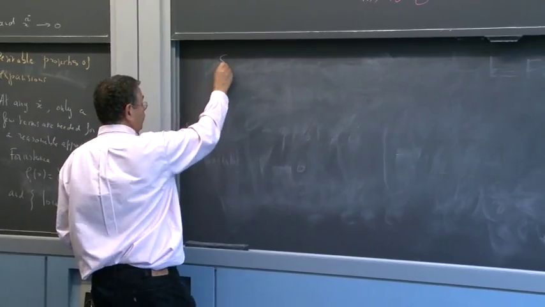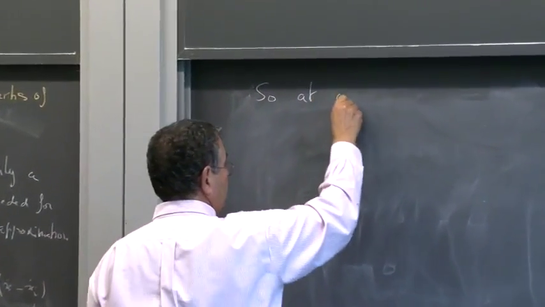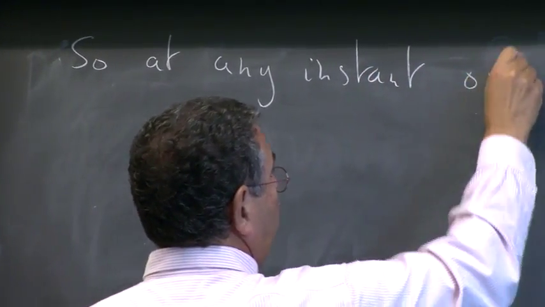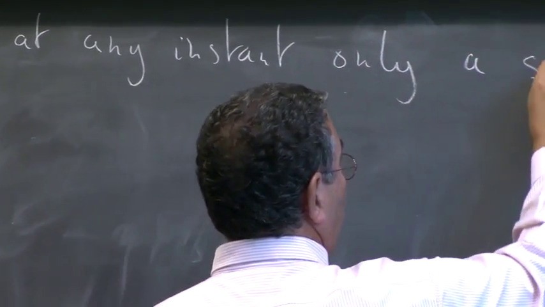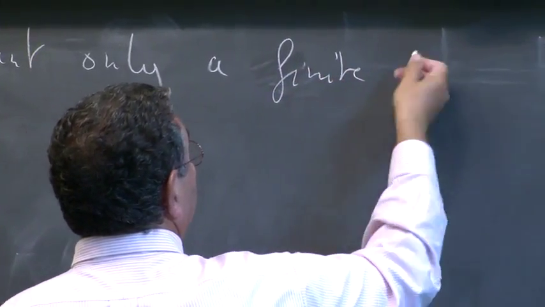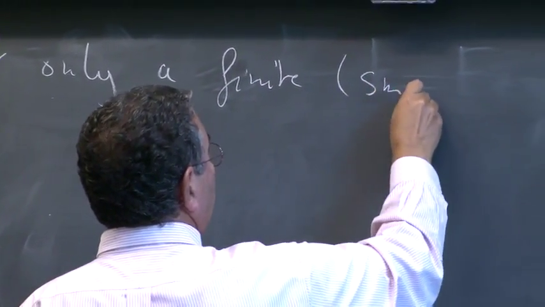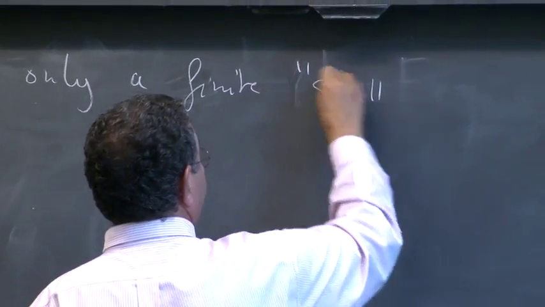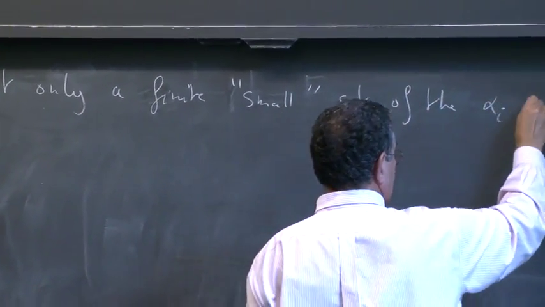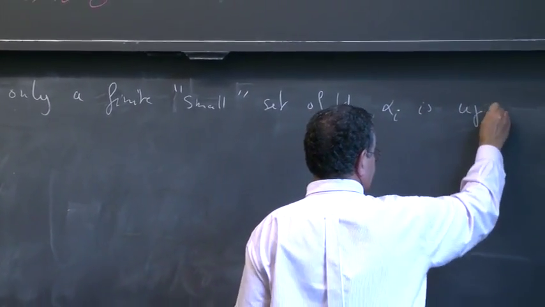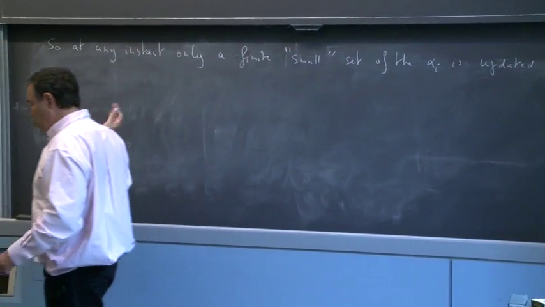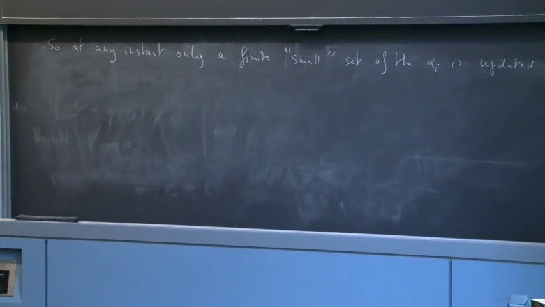Continuing on this, at any instant only a small, well, finite, ideally small set of the estimates is updated. It doesn't have to be small, but certainly it has to be finite.